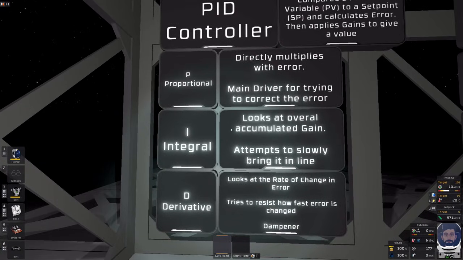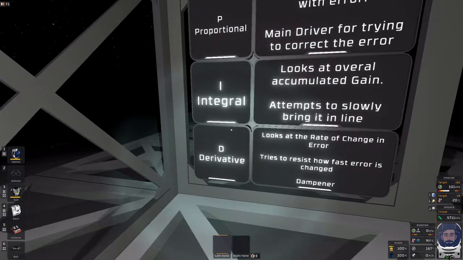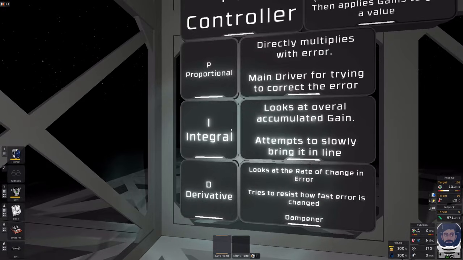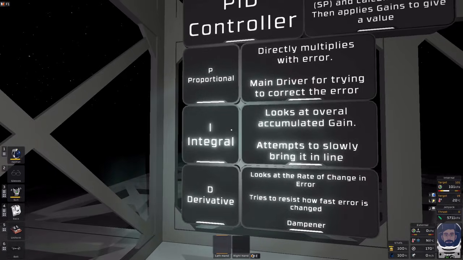Next is the integral gain. Now this looks at the overall accumulated error before you multiply the gain. This essentially tries to bring it in line slowly. So let's go back to that same example. Let's say your error was 6. So for the first second, it remembers 6. Your error was 6, we apply our integral gain, so our corrective action will be a value of 6. Well, the next second, your error is now 5. The total error that's happened is 6 plus 5, so you have a total error of 11. So then you have your integral gain applying 11.